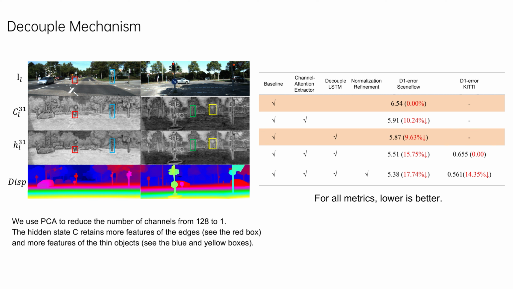As we can see on the left, we use PCA to reduce the number of channels from 128 to 1. The hidden state C retains more features of the edges, see the red box, and more features of the thin objects, see the blue and yellow boxes. As we can see on the right, using our decouple mechanism significantly reduces the error rate.